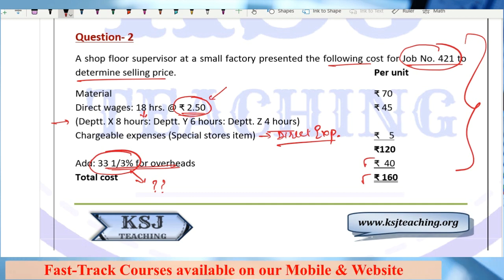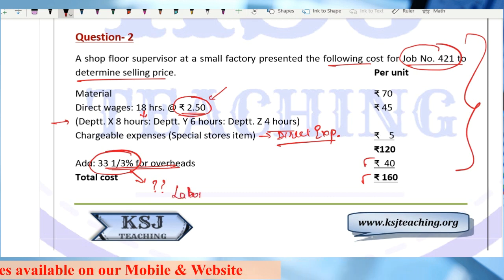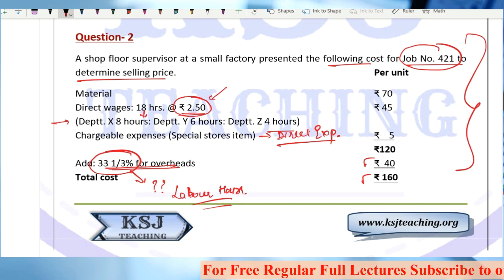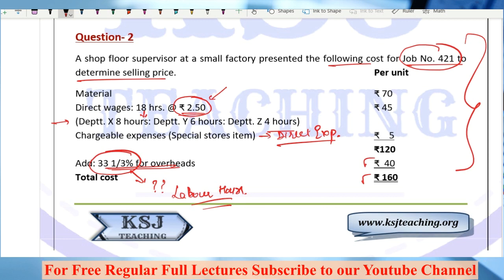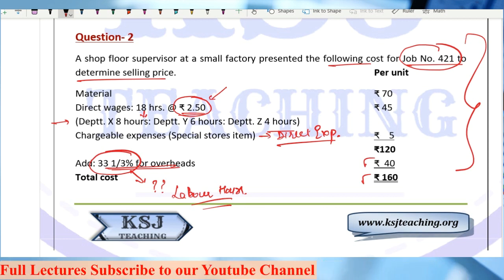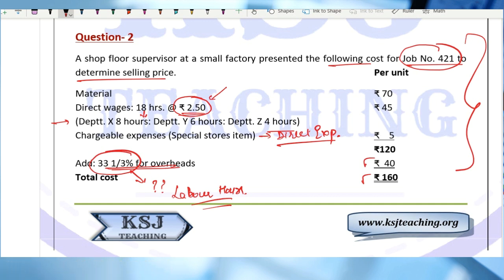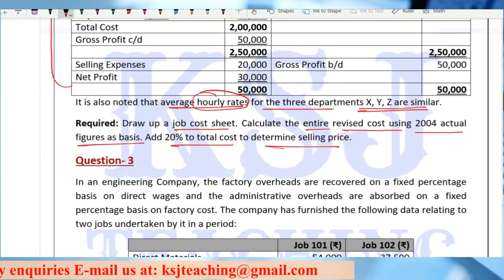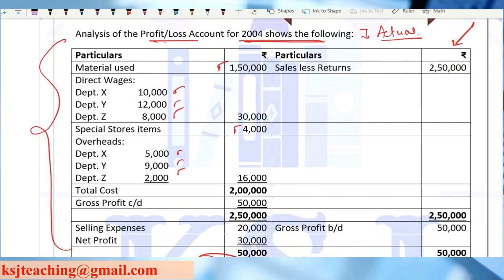Sir, we are going to absorb overheads on the basis of labor hours, which was not done by the floor supervisor. Sir, it is very much genuine because he is not a chartered accountant or a cost accountant. He is not a professional. So based on his judgment, he added 33 1/3% for the overheads without any basis, which is absolutely wrong.